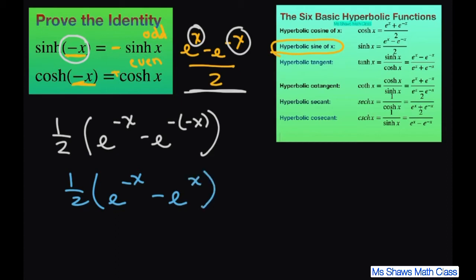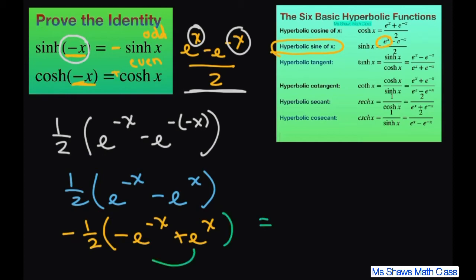Now what I'm going to do is factor out a negative 1. So if I factor out a negative 1, then I'm going to get negative (e to the x minus e to the negative x), because I want it to look like this. I want the first e to be e to the x, positive. So simplifying this, I'm going to rearrange these two and let this be the first term. So we get negative 1/2 times (e to the x minus e to the negative x), which proves that it's an odd function.